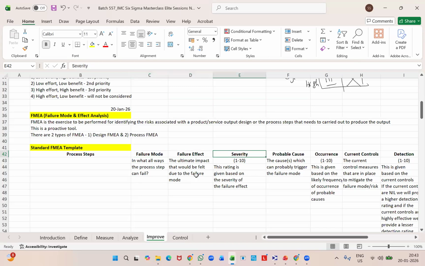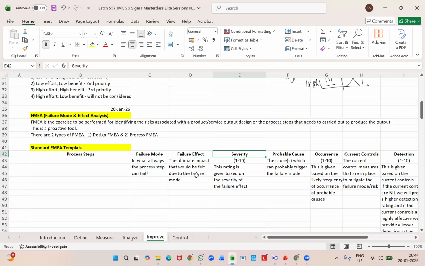And for this failure effect, we will provide a rating called severity rating in the scale of 1 to 10. So if the failure effect is very, very severe that it might even result in loss of human life, then I will provide a severity rating in the range of 9 or 10. But then if the failure effect would potentially result in loss of business opportunities, then I will give a severity rating in the range of 7 or 8. But then if the failure effect is not all that severe, I may even give a severity rating less than 5.